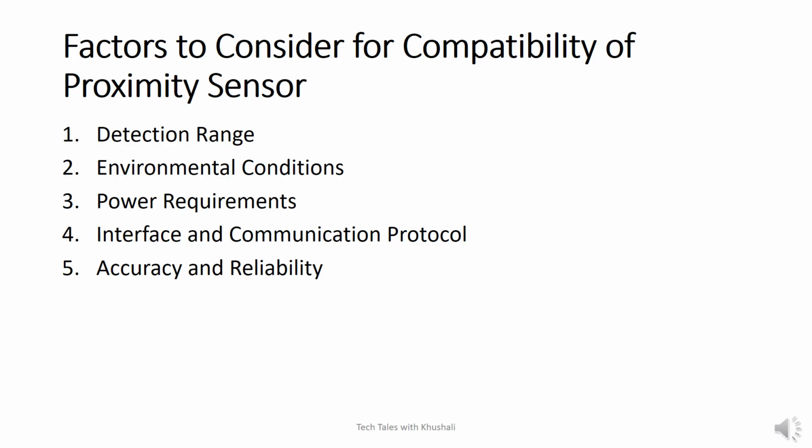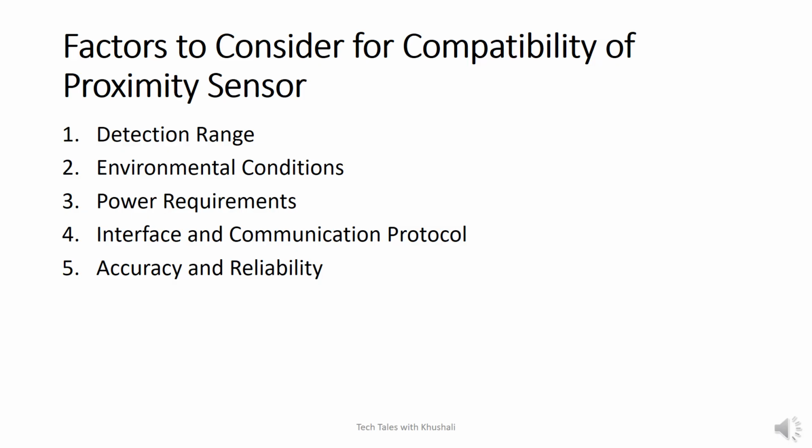The second factor is environmental conditions. Ensure the sensor is rated for the temperature and humidity conditions of the deployment environment. Some sensors may be less effective in extreme conditions. If the sensor will be used in harsh environments, look for models with protective ratings that offer resistance to dust, water and chemical exposure. IR sensors in particular can be affected by bright light or reflective surfaces, which leads to false detections.